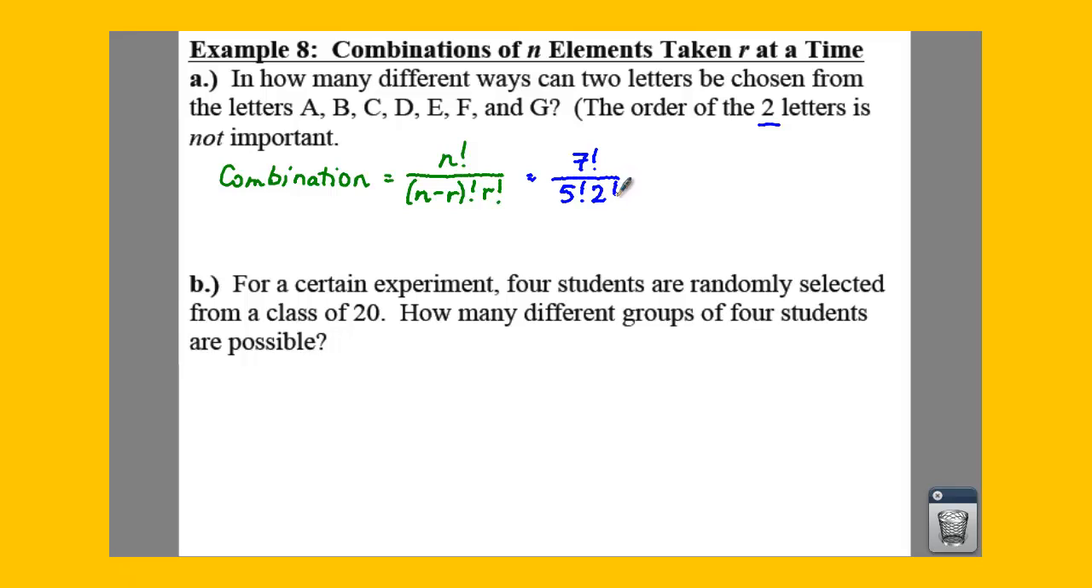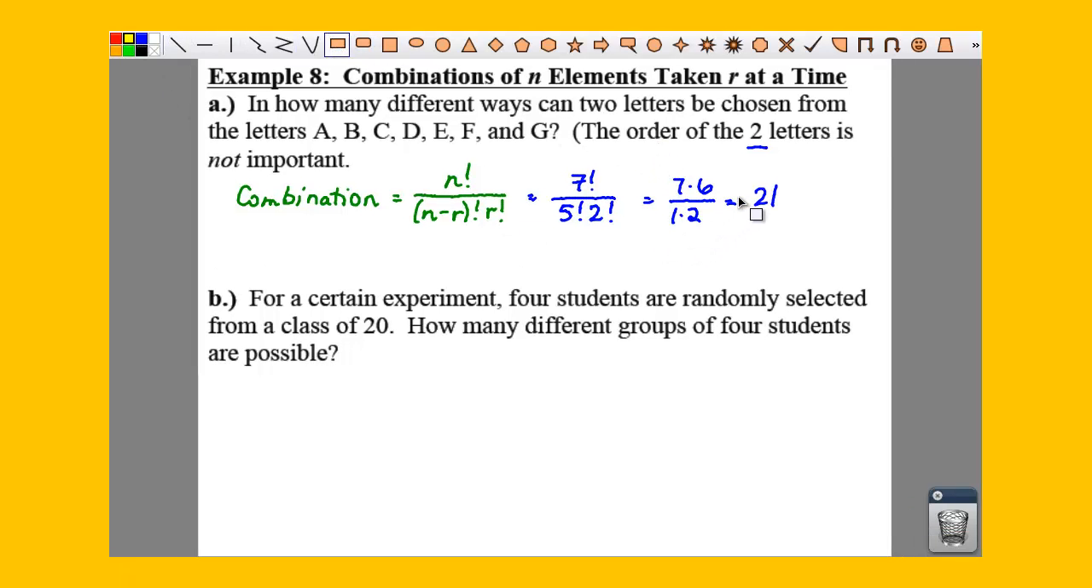So r is 2. So we know that if you have a 7 factorial over a 5 factorial, that just leaves you with a 7 times a 6. And then we're going to divide that by a 2 factorial, or 2 times 1. That gives you a 21. So the different combinations when the order is not important is 21.